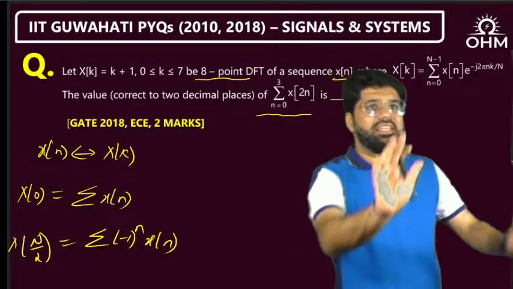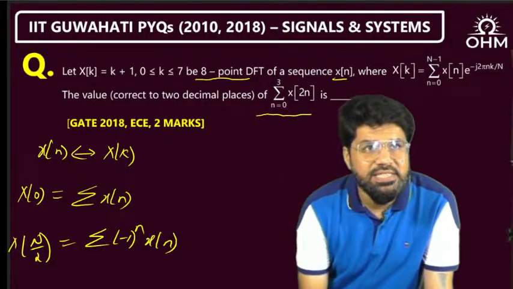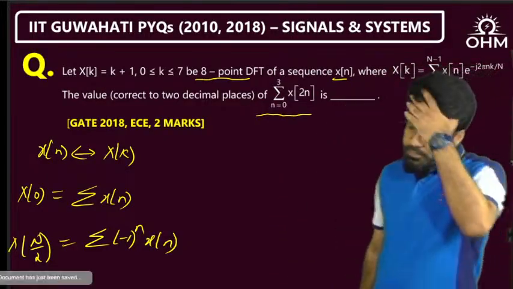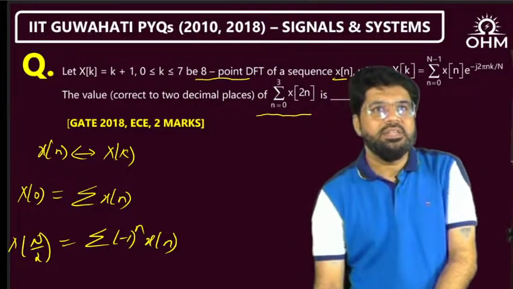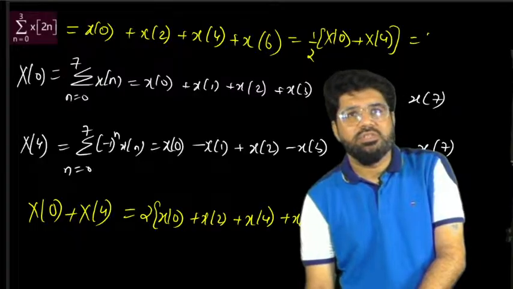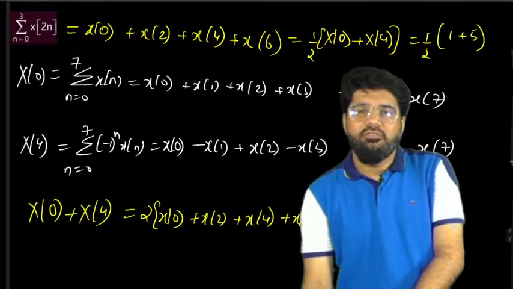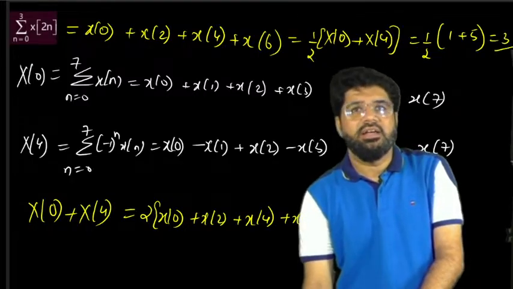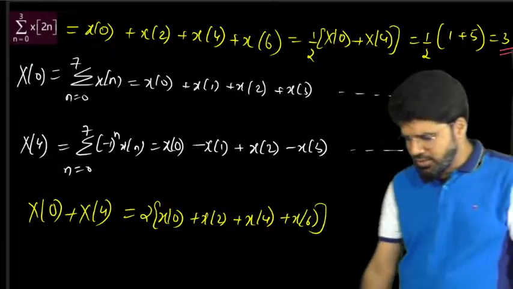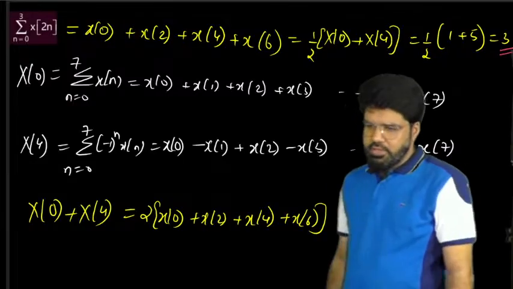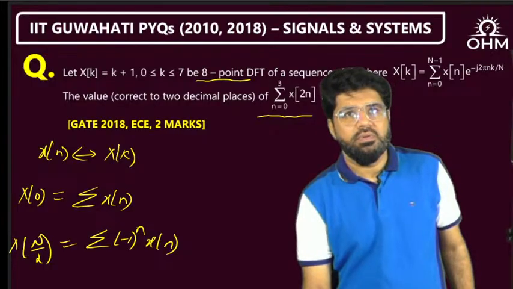What is the DFT Xk? The DFT Xk expression is given. You read the question, what is Xk? The Xk is given to you as k plus 1, correct? So the first value, 0 plus 1, will be 1, and 4 plus 1 will be 5. So 6 by 2, the final answer has to be 3. The final answer is 3. NAT question, answer is 3.